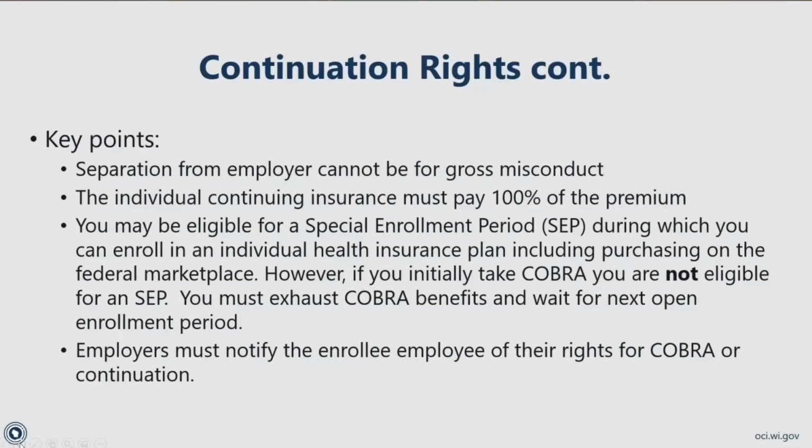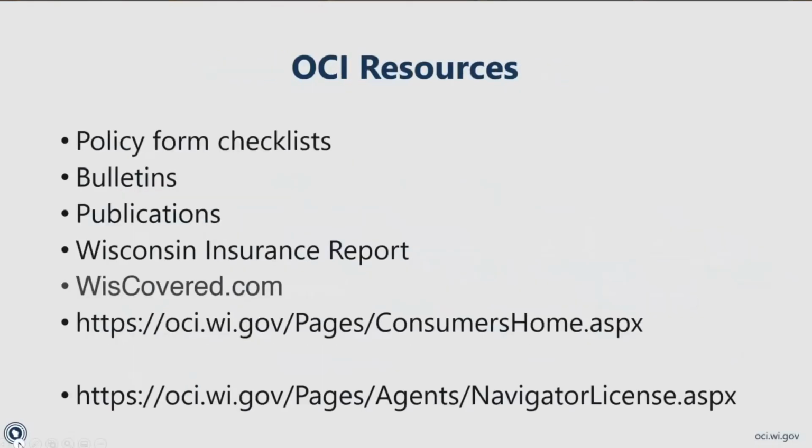So once you start with continuation or COBRA, you must exhaust it before you're going to get another window to get onto the marketplace. And again, employers are the ones who do the notification and start the clock on this time frame. So we've been putting out a lot of information during this COVID pandemic because of this option that people can have as an SEP to go on for maybe more affordable health insurance. And the last slide, please.